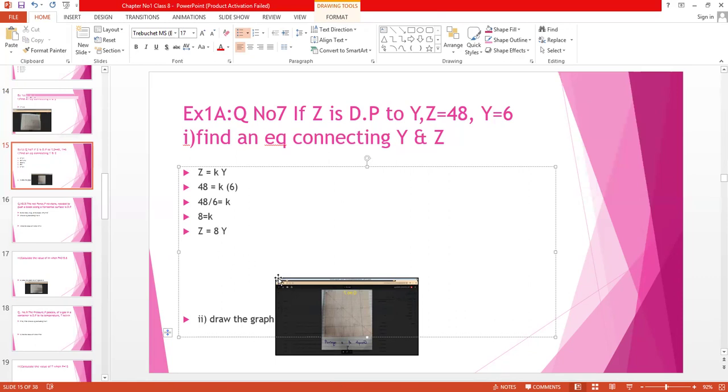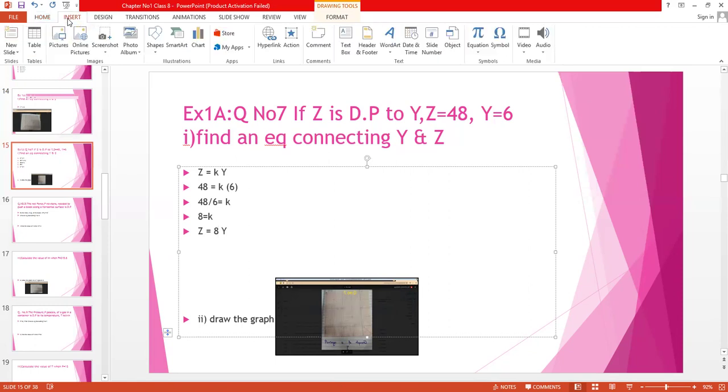Now again I have to draw a table. The variable which is written on the right side is the independent variable. Now I insert the table.